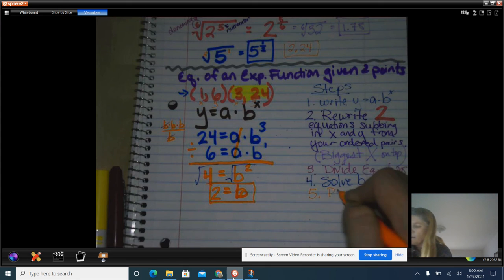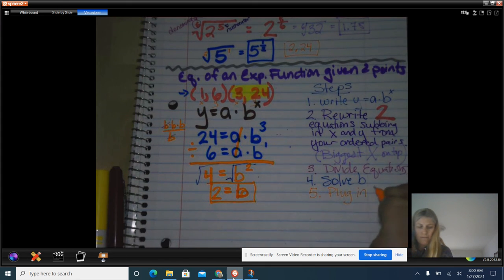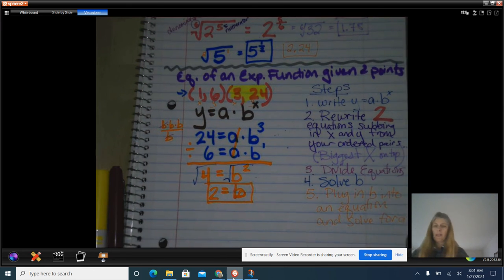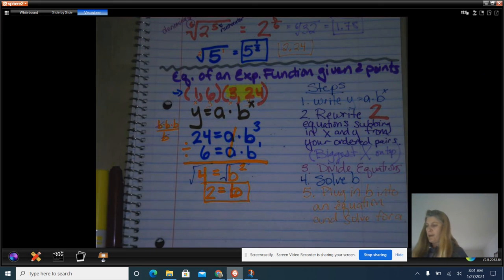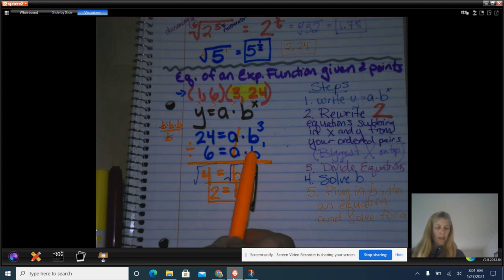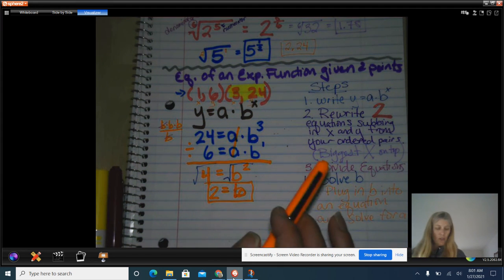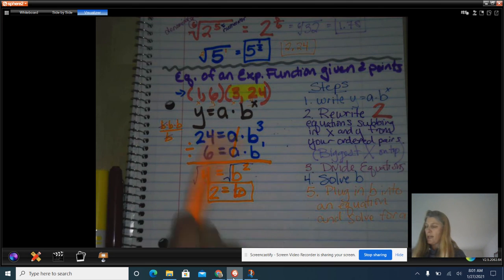And that is plug in b into an equation and solve for a. So we're going to plug b into an equation and solve for a. So we're going to pick either this one or this one. Now for me, it doesn't matter which one that you choose. So I'm going to go ahead and choose that top one.